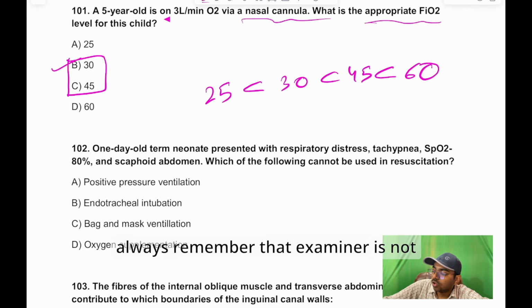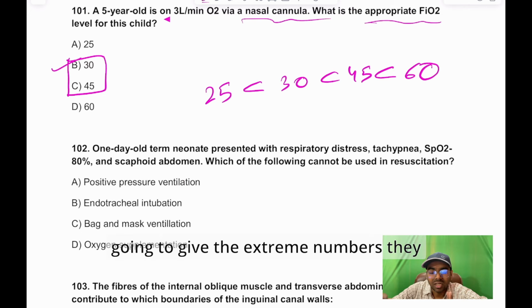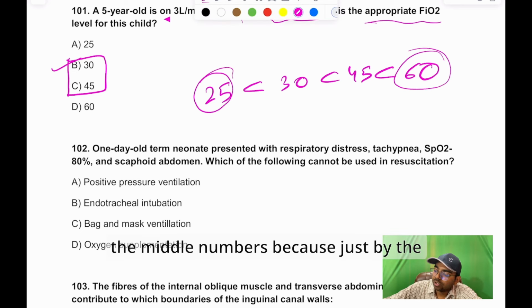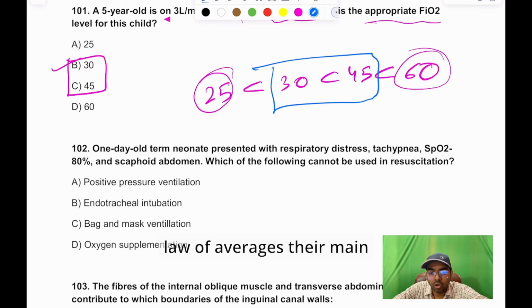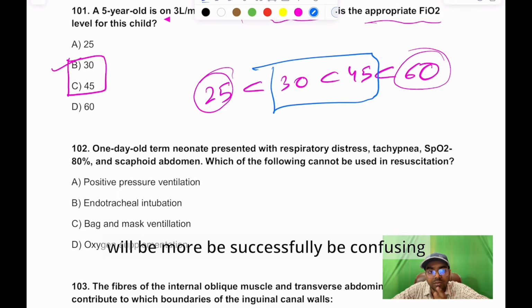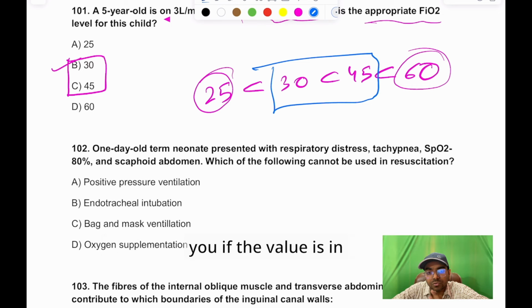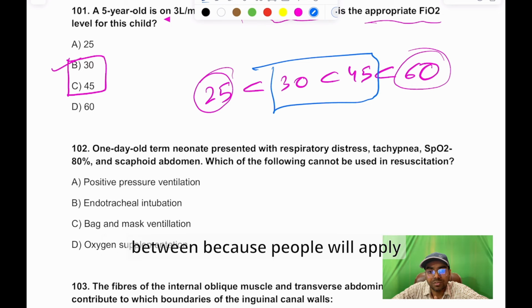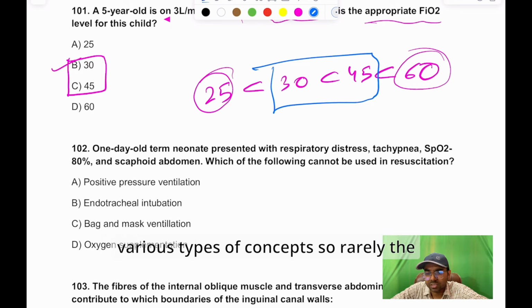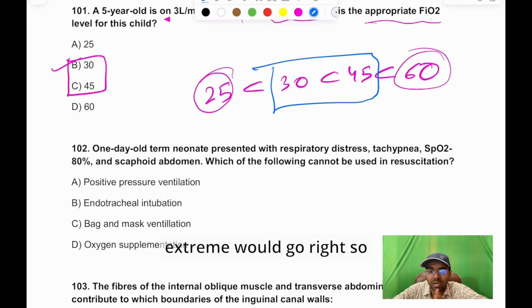Now in this case, always remember that the examiner is not going to give the extreme numbers. They are more likely to give the middle numbers, because just by the law of averages, their main job is to confuse, and they will be successfully confusing you if the value is in between, because people will apply various types of concepts. So rarely the extreme would go right. So this is the approach that you can adopt.